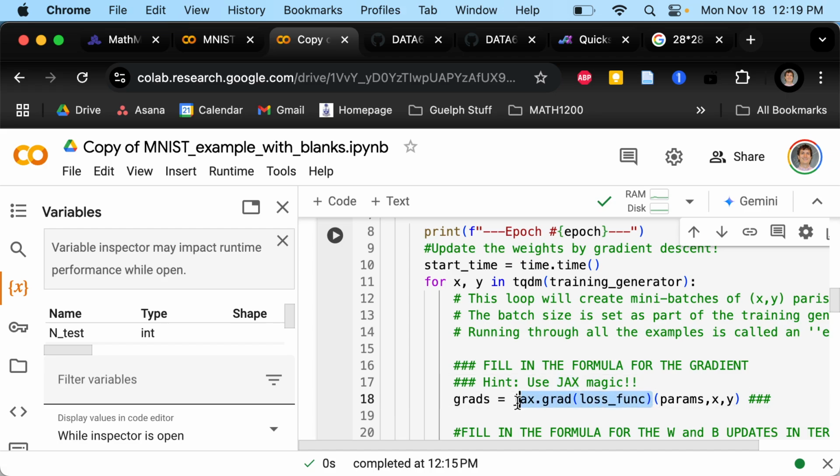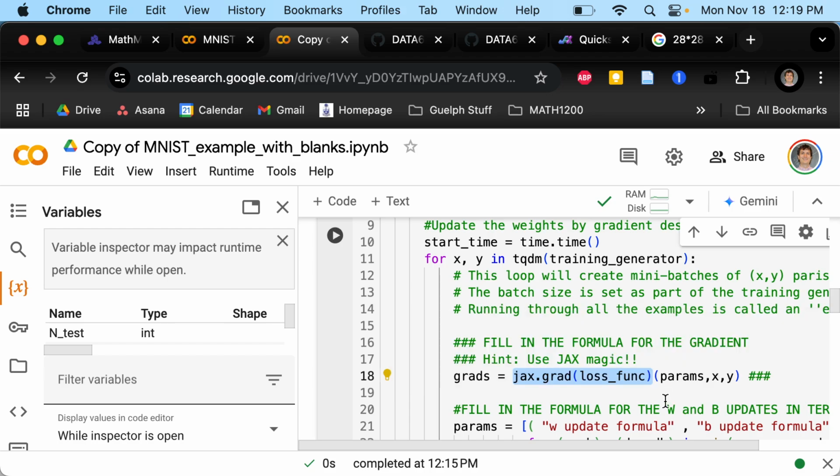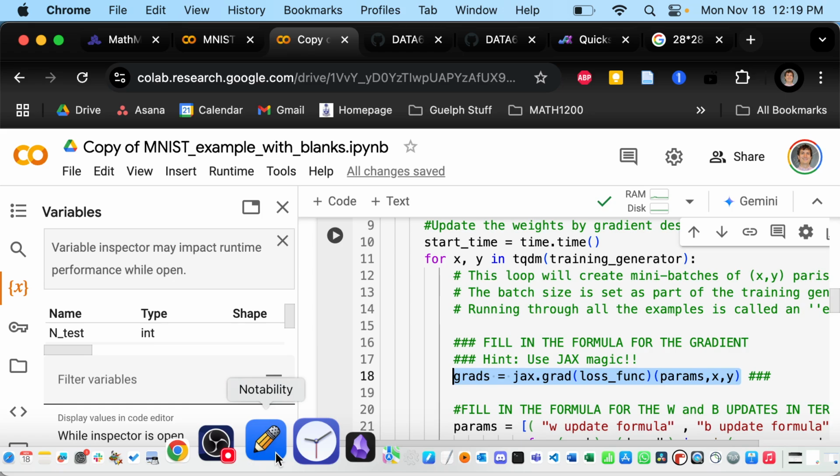So this does the gradient of the loss function, and then it feeds in the parameters, the x and the y. Those are the x and the y. Those are the training examples. And then it finds the gradients. So that tells you the gradients. And so maybe I'll give you a quick little reminder. We did this some number of weeks ago.